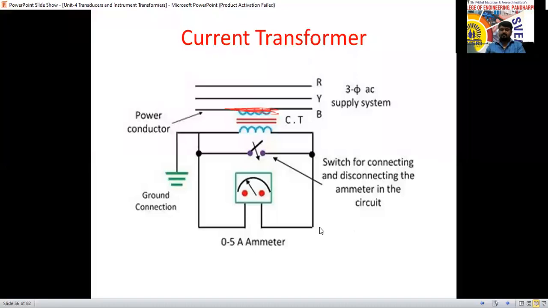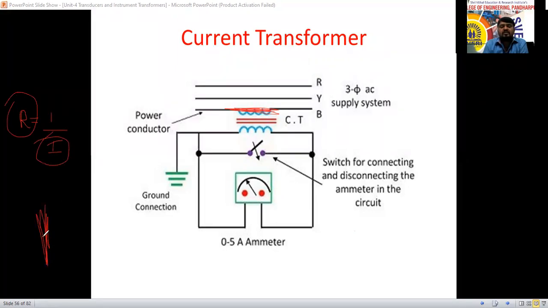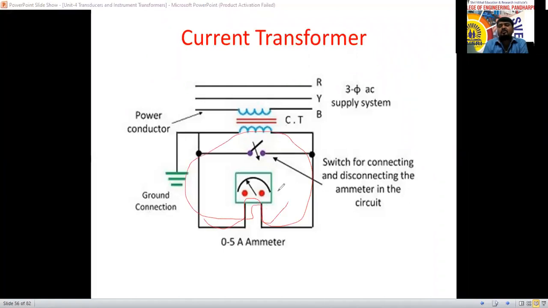Simple question: what is the relation between resistance and current? Resistance is inversely proportional to current. If there is high resistance, the current will not flow; it will stop the current. Resistance is nothing but opposition to the flow of electrons. The ammeter has very little resistance, so all the current will flow through it and it will operate continuously.